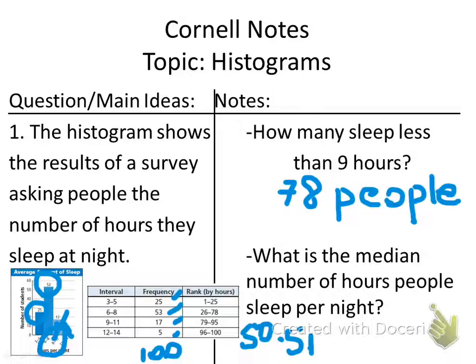So looking at this, the first 25 people said that they were 3 to 5. Then the next 53 people said that they were 6 to 8. Well, I know that I fall in this category of the middle, so the median number of hours slept per night would be 6 to 8 hours.